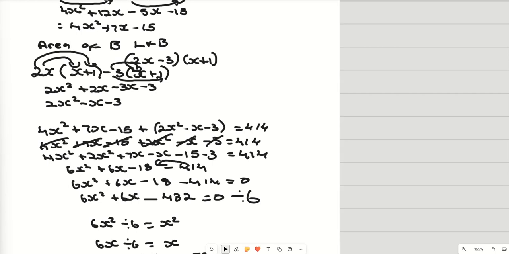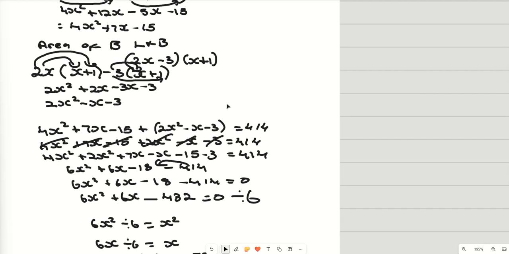And I crossed it out one time so I would not make a mistake of reusing it. Then I have plus 7x. And I look for an x, that's minus x. So plus 7x minus x is 6x, right? And it's minus 15 minus 3 is minus 18. Right? So now we have 6x squared plus 6x minus 18 is equal to 414.